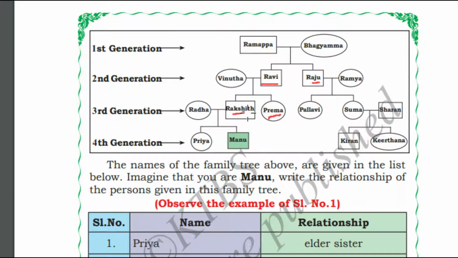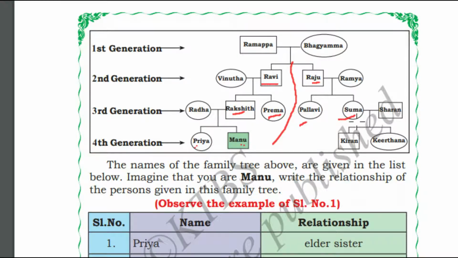Later, Rakshit is married to Radha. Rakshit and Radha have two children, Priya and Manu. Priya is a baby girl, Manu is a baby boy. Still, Prema is unmarried. This is about Ravi's family. Now let us look at Raju's family. Raju is married to Ramya. Raju and Ramya have two children, Pallavi and Suma.